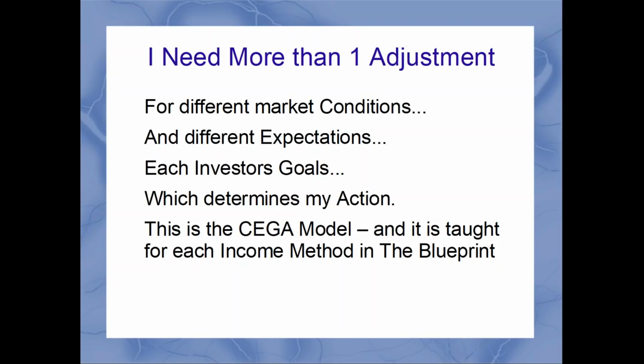One income method I use, you could look at and say, well, that's pretty good, but if I think the market's going to do X, I do something different. And that's fine because it meets your goals. There's not just one tool for every product, and there's just not one tool for every strategy. So when I approach different market conditions, I have different expectations going forward. I evaluate my goals. That determines my action. This is what we call the CEGA model for applying the different income methods in the radioactive trading techniques. And the CEGA model is taught for each income method inside the blueprint.